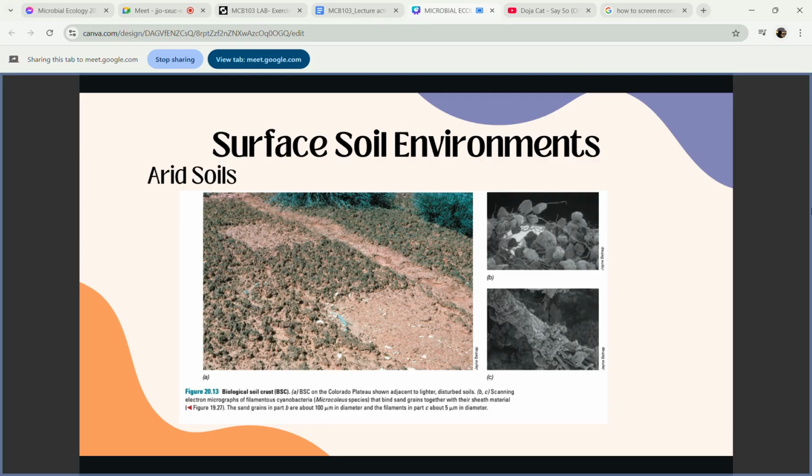We also observe microbial communities in arid soils, and it is often dominated by cyanobacteria. As we can see in the upper right photo, letter B, we have the cyanobacteria with additional members like green algae, fungi, heterotrophic bacteria, lichens, and mosses. So they stabilize the soil surface, preventing erosion from wind and water, and they can also fix nitrogen, supporting desert ecosystems. So, next slide, please.